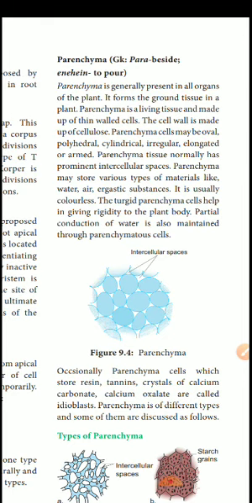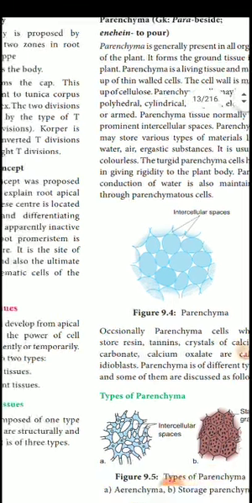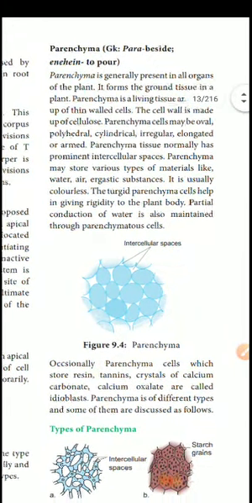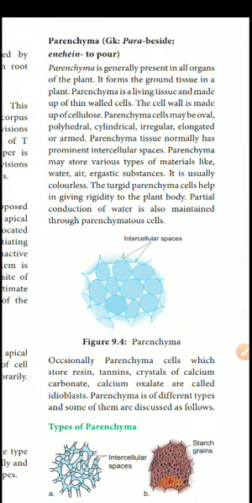Parenchyma cells may be oval shaped, polyhedral or cylindrical, and the cells may be irregular, elongated and armed. See that in the diagram, the blue color is the intercellular space. Parenchyma has spaces between cells. So it has a prominent intercellular space. It is very, very important. Why is it there? Because of water and air.